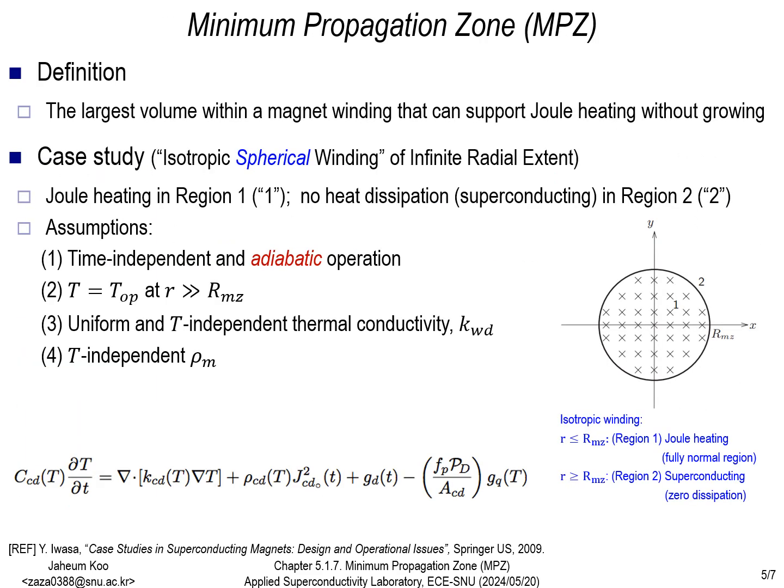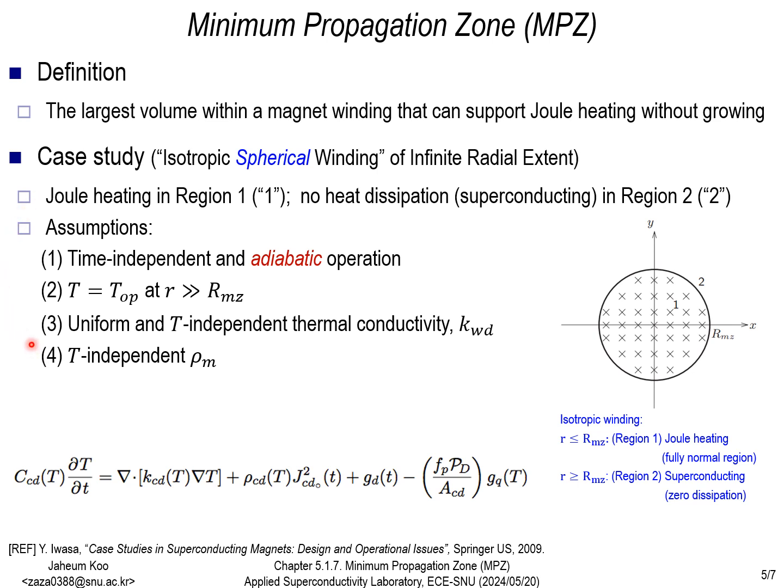Building on our understanding of the power density equation, let's now shift our focus to today's main topic, the minimum propagation zone, MPZ. MPZ represents the maximum size of a hot spot that a superconducting magnet can withstand if a hot spot suddenly appears within it. The calculation of MPZ is based on several assumptions.